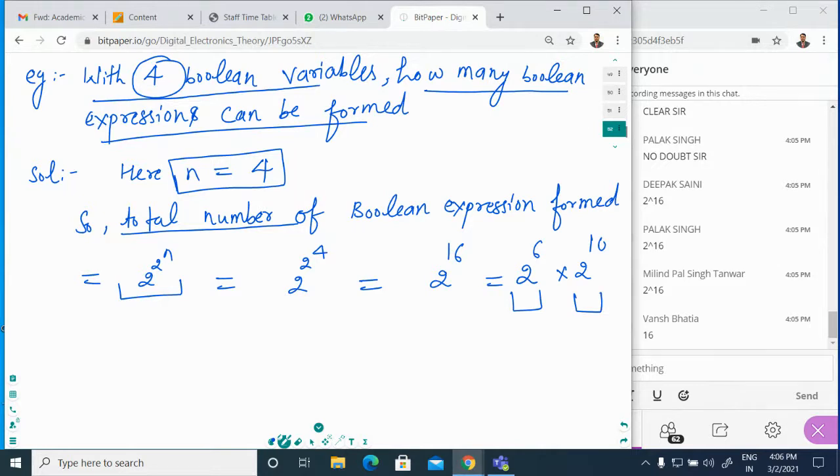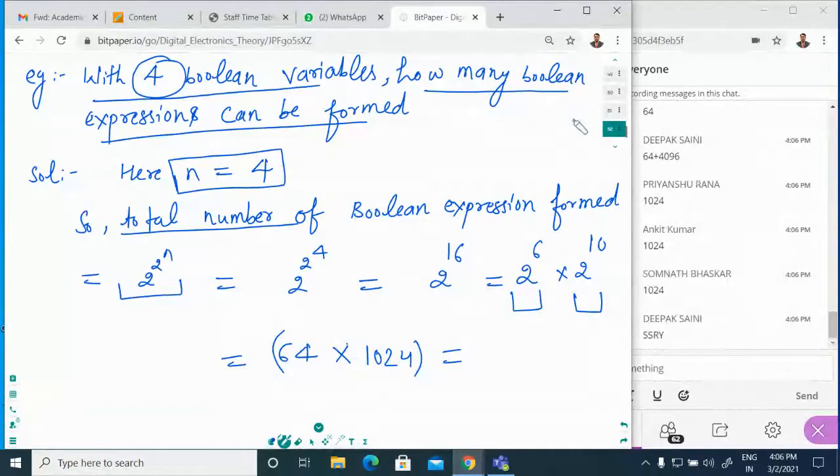Quickly give your response in chat. Quickly, all of you, give your response in chat. What is the value of 2 raised to power 6? Yes, you are right. 2 raised to power 6 is equal to 64, and then you have to multiply that with, no, it is not 4096, 2 raised to power 10. 1024, yes, you are right. Multiply it, and you will get a value of about 64,000. So this is the answer.